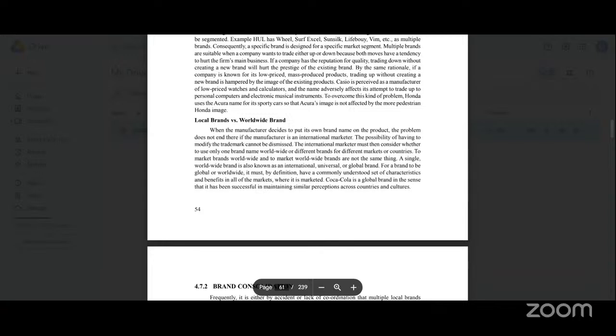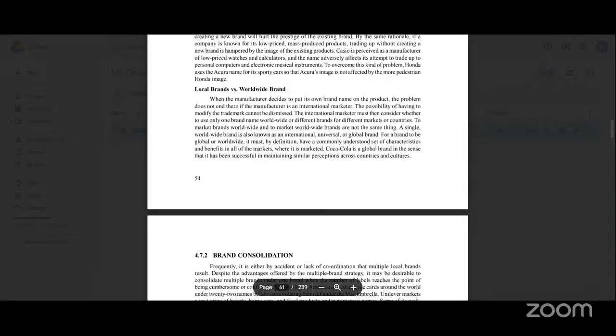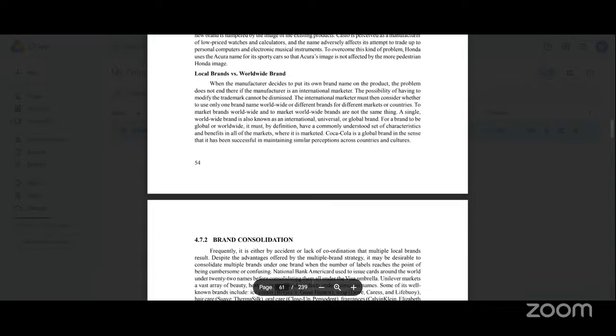For a brand to be global or truly worldwide, it must, however, have a commonly understood set of characteristics and benefits in all of the markets, whether it is marketed there or not. So, Coca Cola is a great example of a global brand in the sense that it has been successful in maintaining similar properties across different countries and cultures.